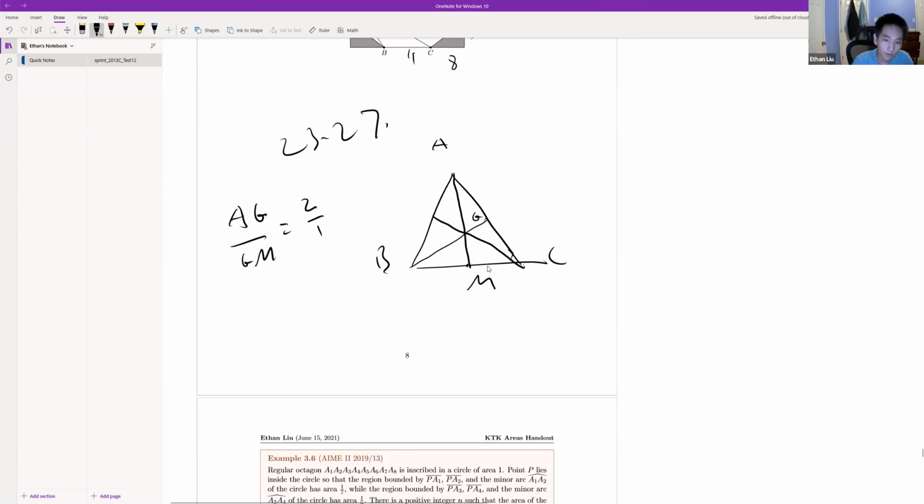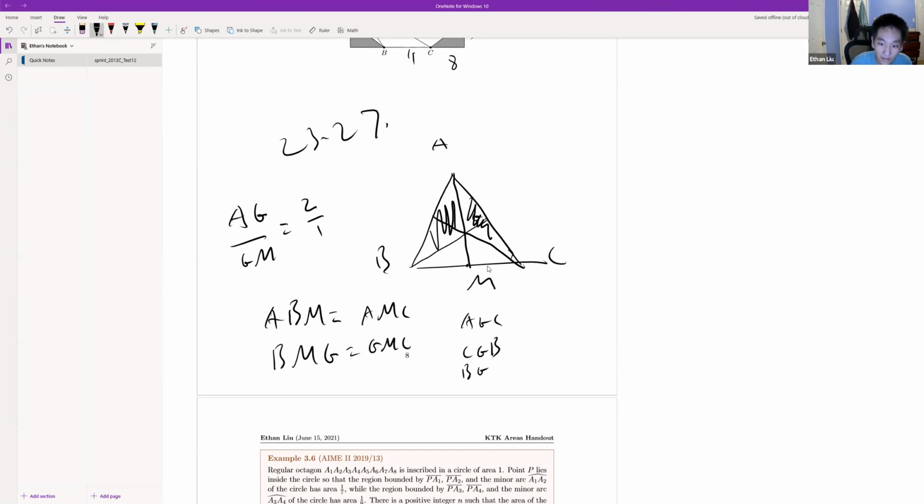Well, let's first talk about areas. We know that the area of ABM is the area of AMC, right? And I hope people understand, right? And then the area of BMG and GMC are also equal, right? So then here's the thing: the area of this and the area of this are equal, right? And so all three of these areas are equal, right? AGC and CGB and BGA, they're all equal areas, right? And we see how we get this, right? Again, if you're lost, please let me know.